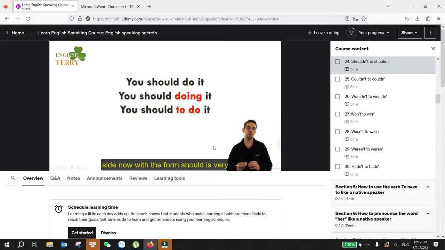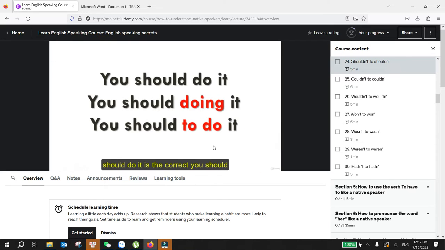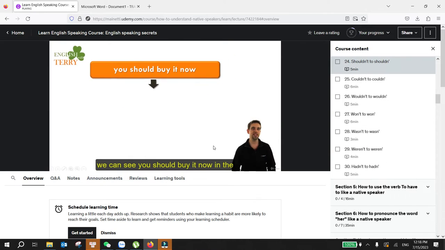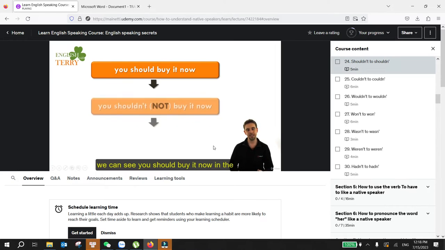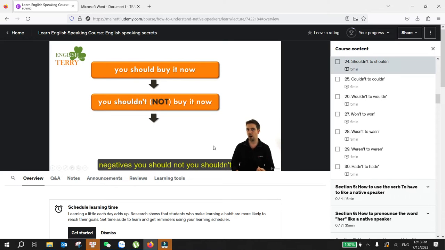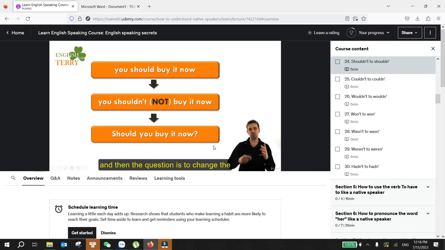Now, with the form, should is very similar to could and would. That you should do it is the correct. You should doing it or you should to do it are both incorrect. So just be careful in your speaking to have the correct form. Here we can see you should buy it now. In the negatives, you should not, you shouldn't. And then the question is to change the word order. Should you buy it now?